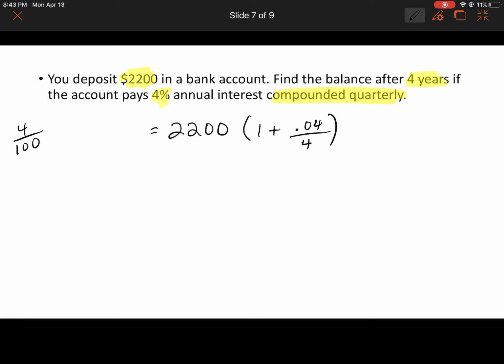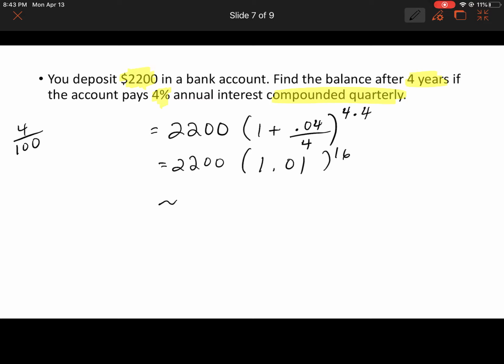Now, for your exponent, you always need to multiply the number that you divided by inside the parentheses, and then multiply by the number of years that you're going to be doing this for, which in this case is 4. So we have $2,200. I'm going to do the math right here. 1 plus 0.04 divided by 4, that's going to be 1.01. And 4 times 4 is equal to 16. You want to raise this value first, meaning use the exponent first: 1.01 to the power of 16. And then you multiply the number in front of it, 2,200.